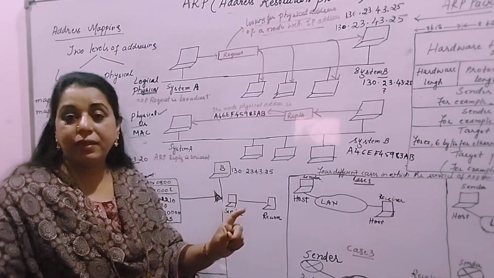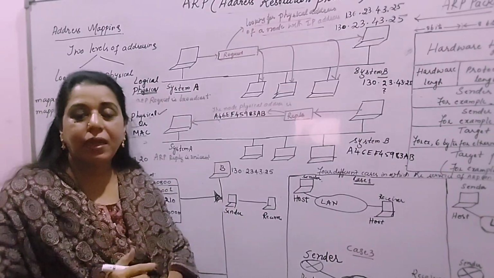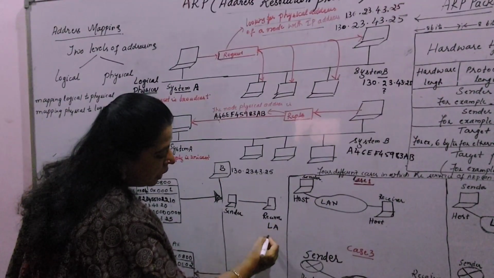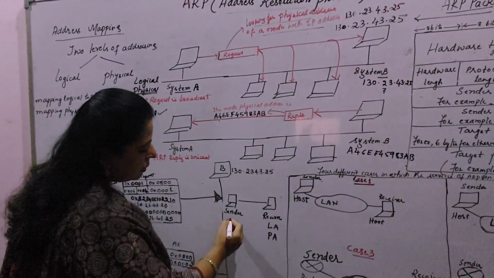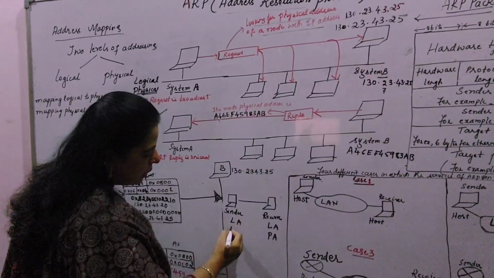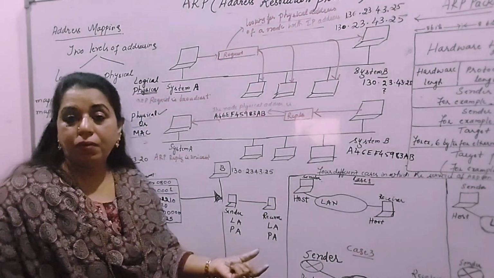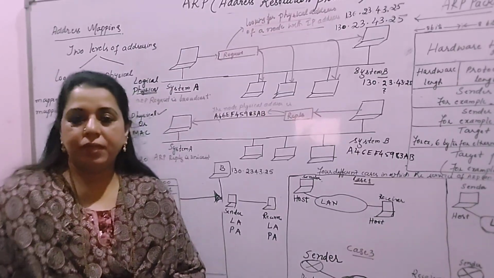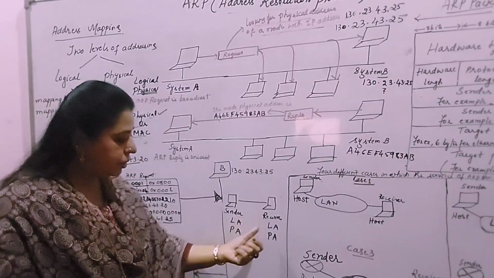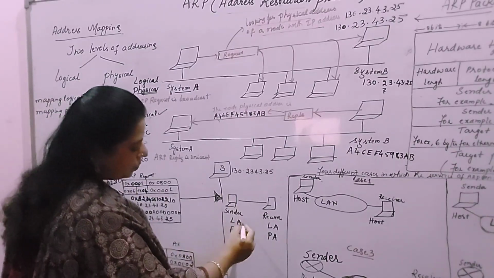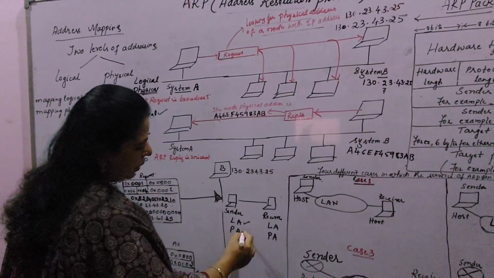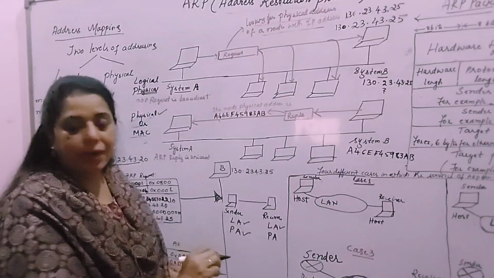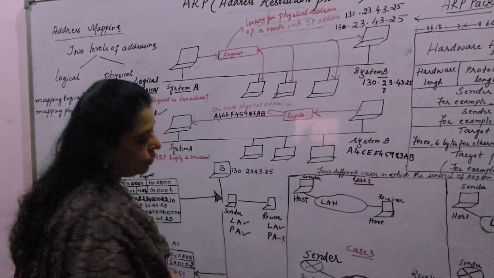Now, address can be of two types: the logical address and the physical address. So it requires the logical address and the physical address of the receiver, and the sender also has its own logical address and physical address. These four components are required whenever a message is sent to the destination host, the target machine. Suppose the sender knows its own logical and physical address, and the logical address of the receiver, but does not know the physical address of the receiver.